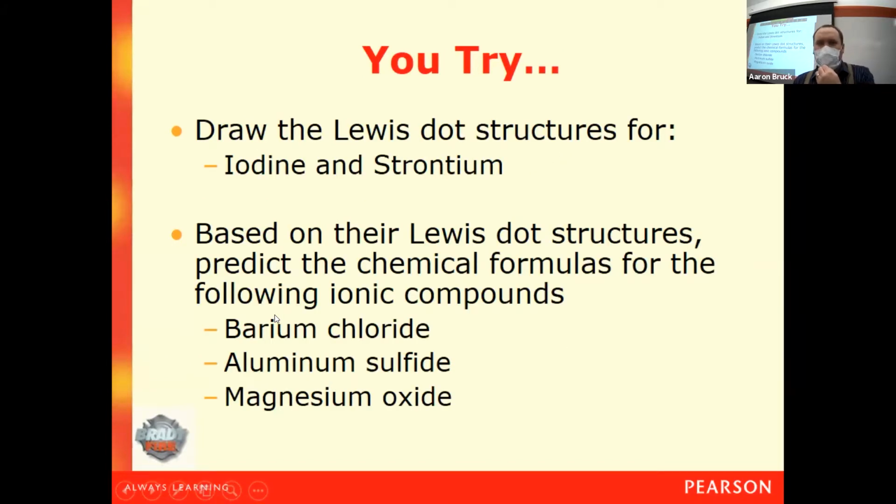All right, try this out for yourself. We've got iodine and strontium. What I want you to do is just draw their Lewis dots. Draw the dots for iodine, draw the dots for strontium. And then if you need to, draw out the Lewis dot structures for the 3 compounds down here. If you can do it just based off of common charges and doing the crisscross method, all I'm looking for at the bottom here are the chemical formulas themselves. So tell me what the formula for barium chloride is, for aluminum sulfide, for magnesium oxide.